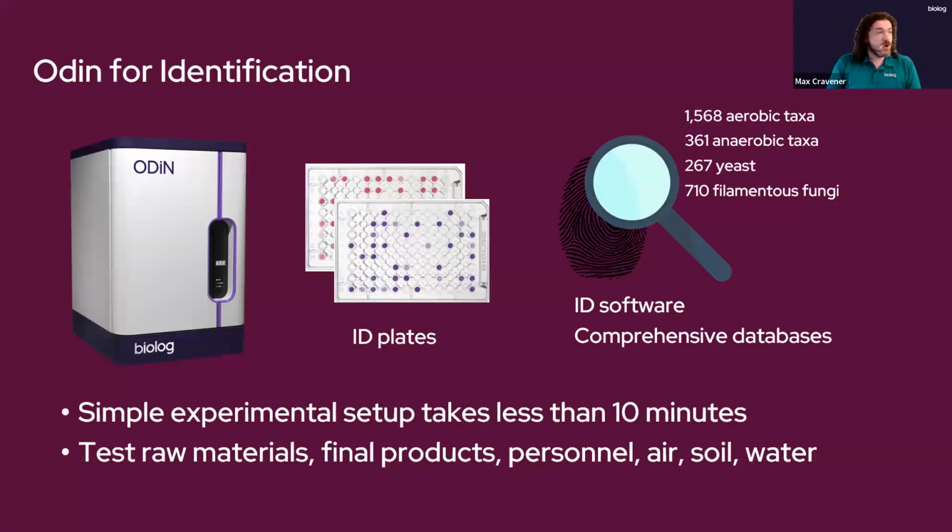Then finally, we have Odin, which is, like I said, our all-in-one solution. So we have the simple experimental setup that allows you to identify any type of microbe in our database, and these can be side by side within the instrument incubating at the same time. As long as they take the same temperature, you can be running multiple batches and multiple experiments all at once. So this allows you to test a myriad of different samples all in the same platform.